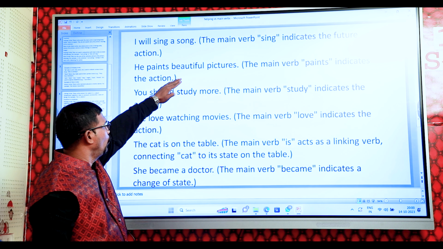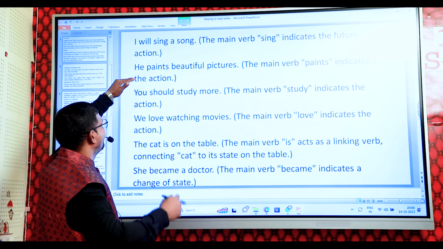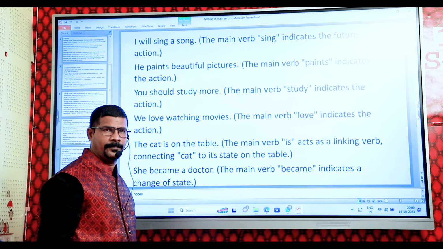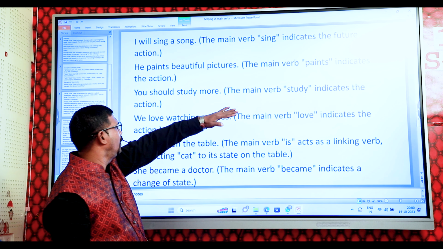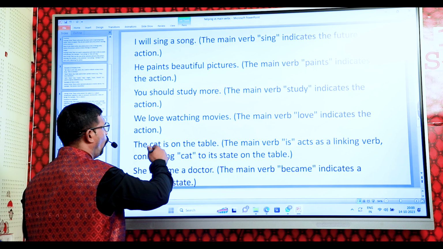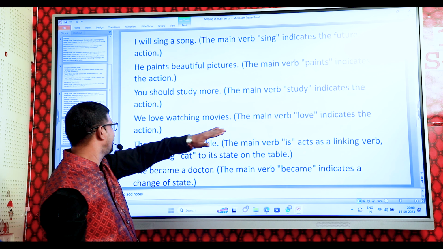He paints beautiful pictures. The main verb paints indicates the action. You should study more. The main verb study indicates the action. We love watching movies. The main verb love indicates the action.